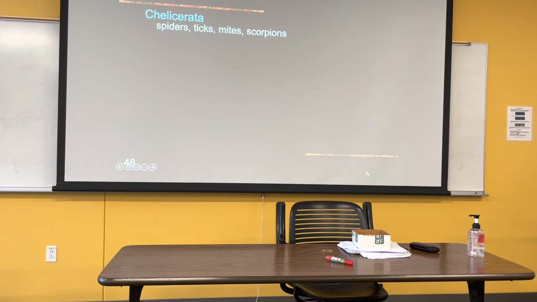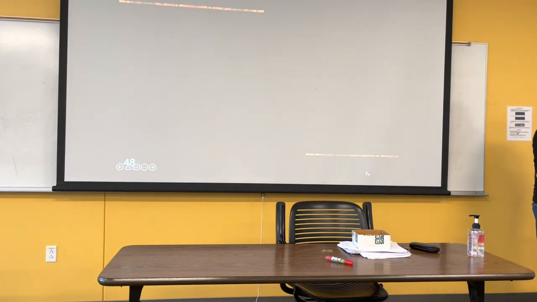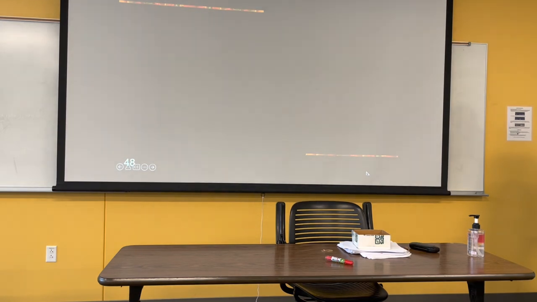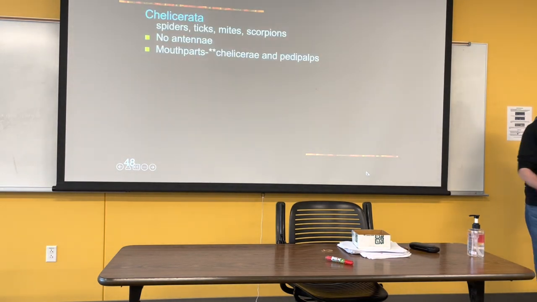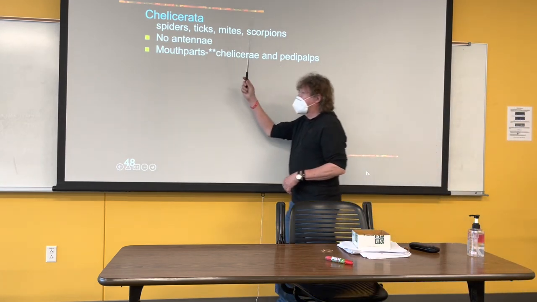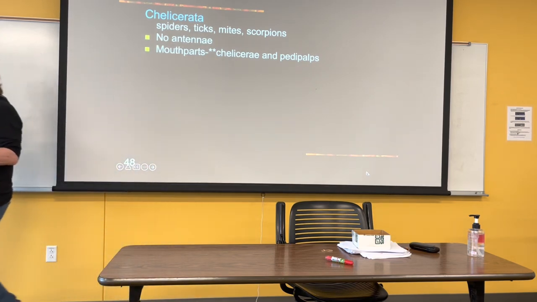So I have 3 branches coming to this one point, 3 different clades. So Chelicerata: spiders, ticks, mites, scorpions. They don't have any antennae. I'm not putting that as an apomorphy because trilobites also did not have antennae.